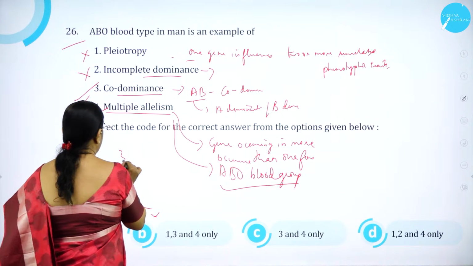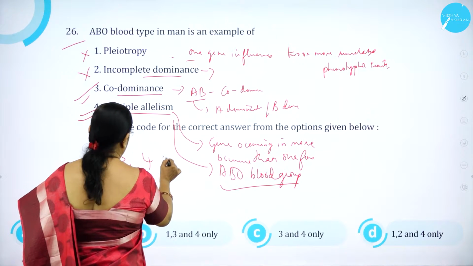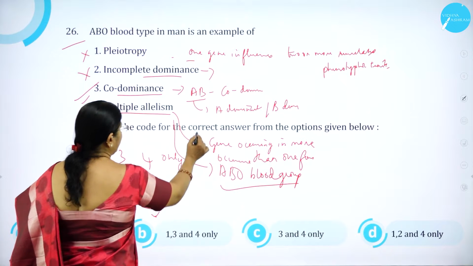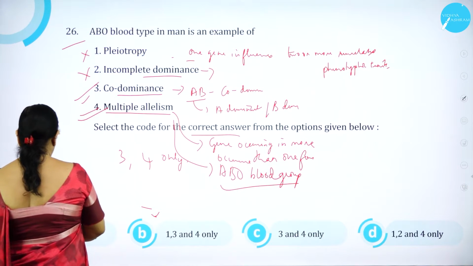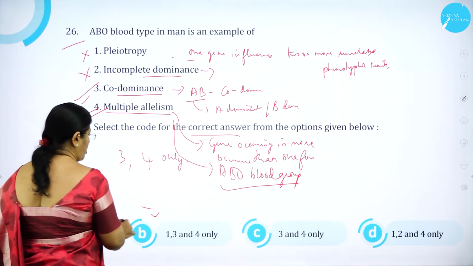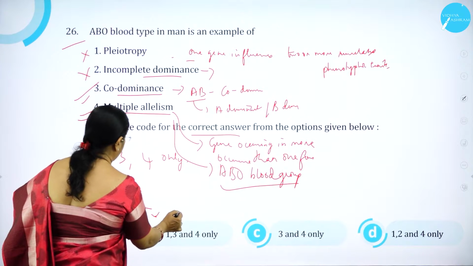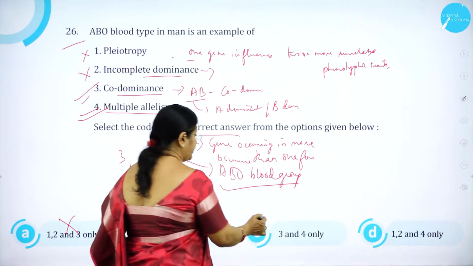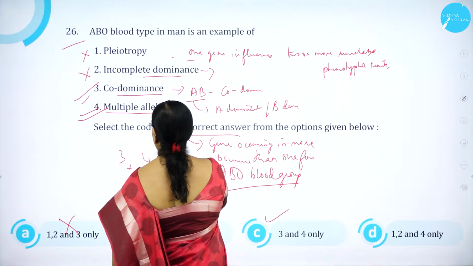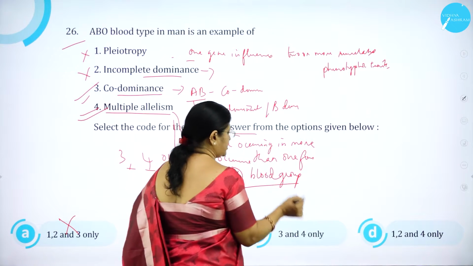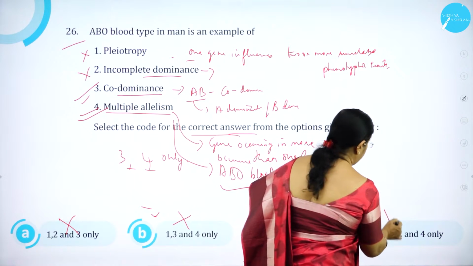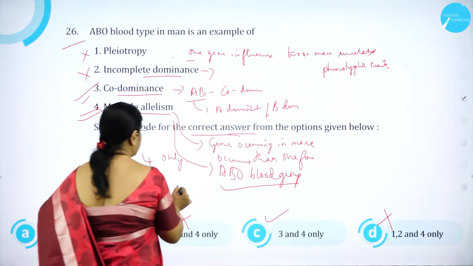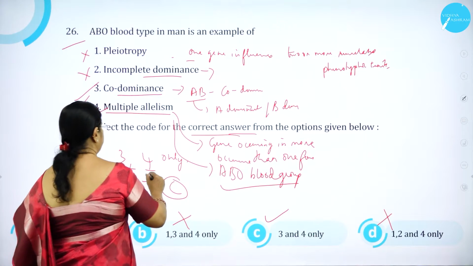That is 3 and 4. 3 and 4 only. Correct answer. So A, 1 and 2, 3 only wrong. B, 1, 3 and 4 only is wrong. C, 3 and 4 only correct. Only 3 and 4 are the correct answers. D, 1 to 4 only is wrong. So option C is correct.